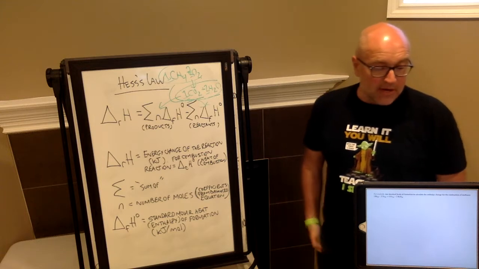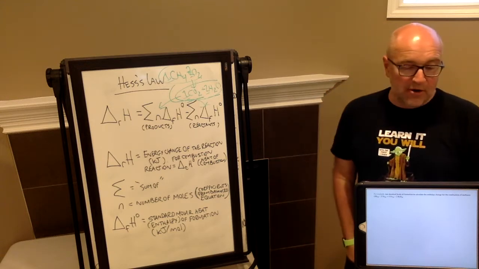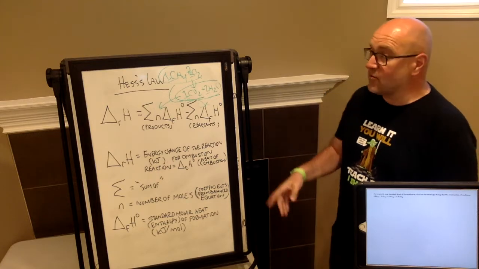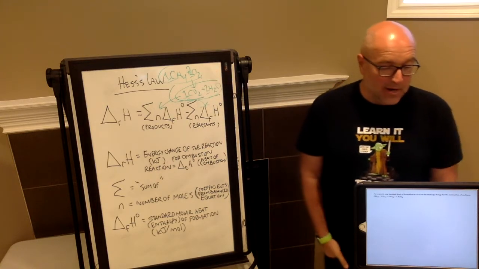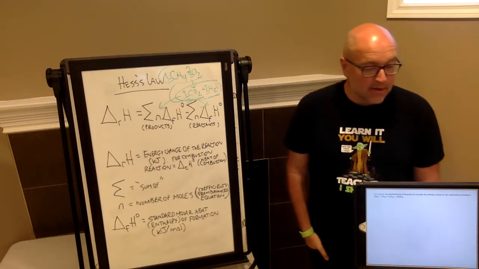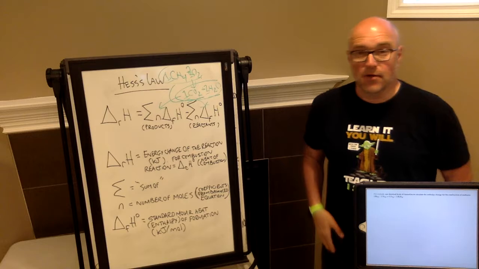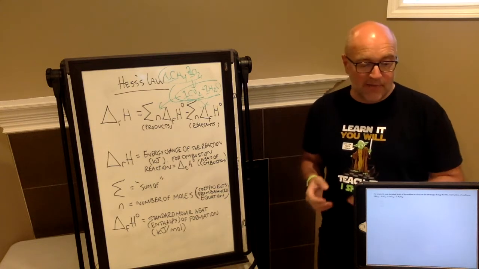I'm saying use the standard heats of formation to calculate the enthalpy change for the combustion reaction of methane. Hey, guess what? I just gave you that example up there. It's going to be CH4 plus 2 O2 gives me 1 CO2 and 2 H2O. So how do I calculate this? I'm not expecting you to do this right now.